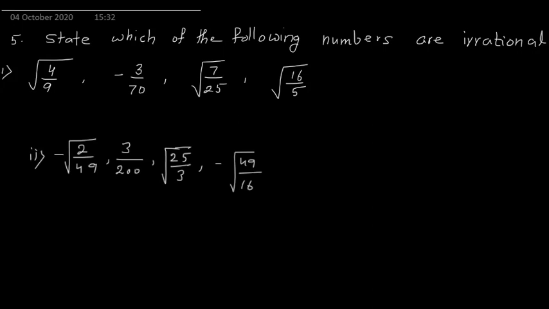Now let us see this fifth question. State which of the following numbers are irrational. We have to check which number is irrational and which number is rational. A rational number is a number which we can write in p upon q form. We have understood what an irrational number is. Any number in the root which is not a perfect square is an irrational number. So let us see one by one.